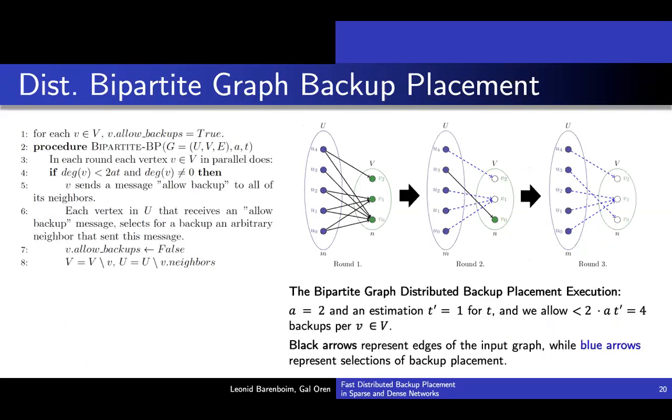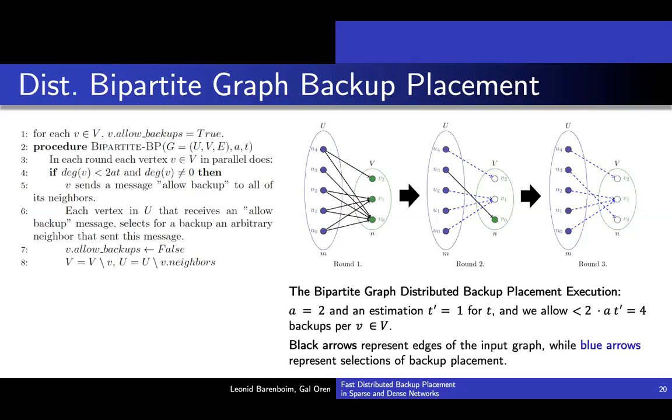To this end, each vertex of V may select for a backup an arbitrary neighbor in U. Since each vertex in U has at most A neighbors, the maximum load on vertices of U is going to be at most A as well. It remains to define an algorithm for the vertices of U. The algorithm goes like that.